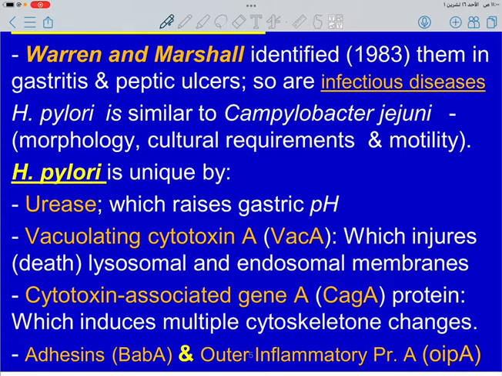Adhesin, BabA, and another one, outer membrane protein, OipA. So VacA, CagA, BabA, and OipA. Four factors, very important. You have to know exactly what the action of each one is, right?